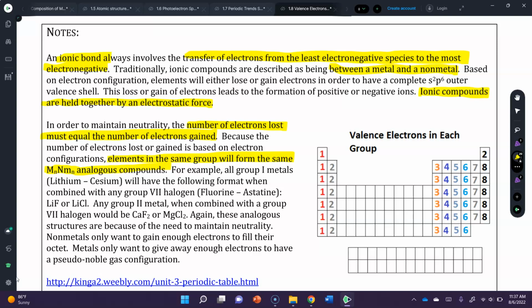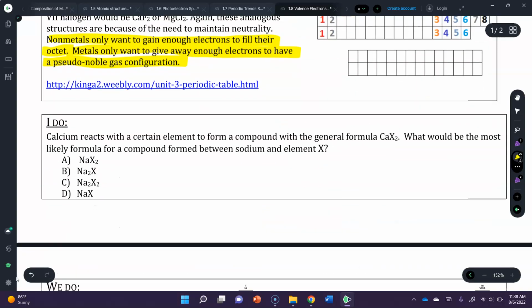Again, these analogous structures are because of the need to maintain neutrality. I think I called it the rule of zero charge: the formula unit had to have no charge when you traded them, so that the total charges from the cations and the anions added to zero. So you were representing that full transfer appropriately. Nonmetals only want to gain enough electrons to fill their outer octet. Metals only want to give away enough to have a pseudo-noble gas electron configuration. So their outermost shell is full, either because they lost electrons to become like a noble gas or they gained electrons to become like a noble gas. So let's look at our I do.